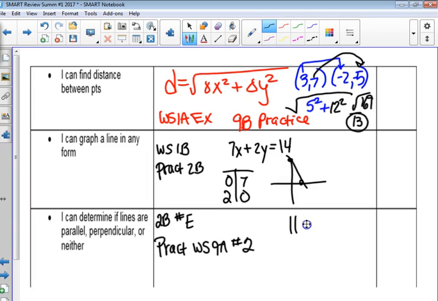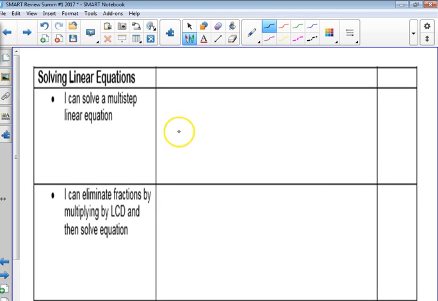Parallel lines have equal slopes. Perpendicular lines have opposite reciprocals. And that's it. Everything else is neither, right? Everything else is neither. If you have 2/3 and 3/2, but they're both negative or they're both positive, it's neither. Guys, you're not asking for extra practice, so I'm just moving on.